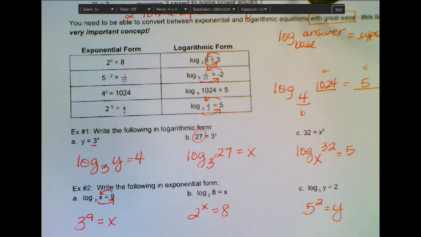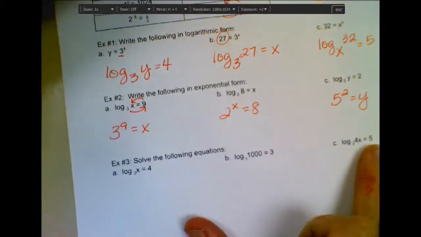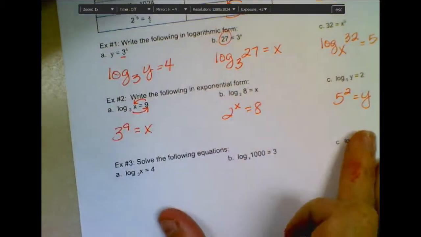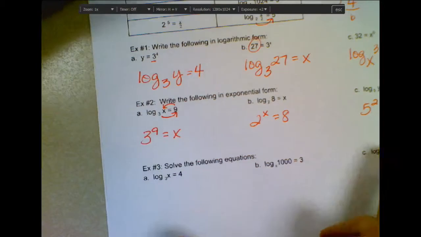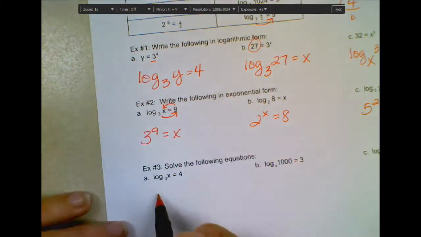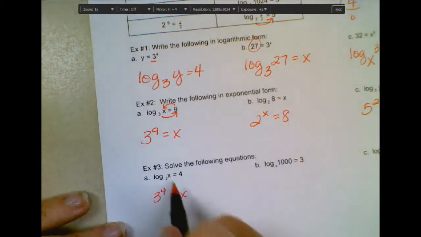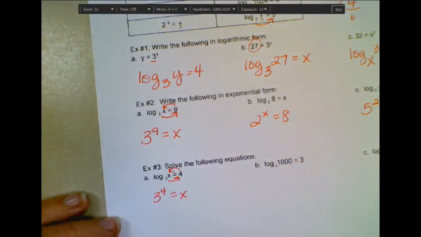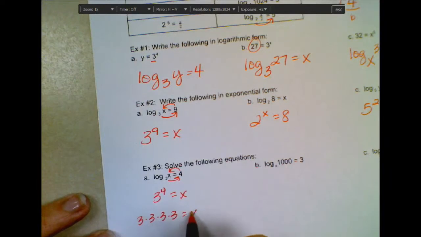Now that we know how to do that fairly well, we're going to solve logarithmic equations. Sometimes it's easier to do that by rewriting it as an exponent. So now we're going to go down, and to me, it's easier to convert this into an exponential equation in order to solve it. So first of all, write that in exponential form. Give you a minute. What I come up with is 3 to the 4th power equals x. I know that means 3 times 3 times 3 times 3 equals x, so I should get 81 equals x.